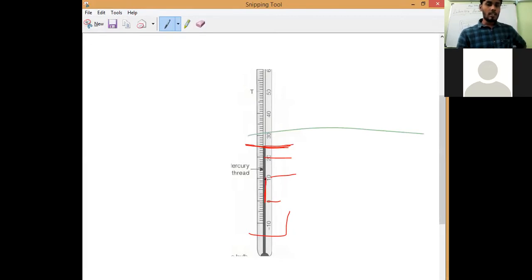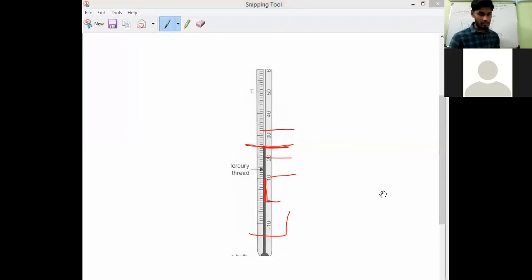From 0 to 10, how many lines are there? 10 lines are there. Is it yes or no? Yes. So each division, if you take a particular division here, each division is indicating 1 degree Celsius. Each small division on the laboratory thermometer will represent a temperature of 1 degree Celsius.